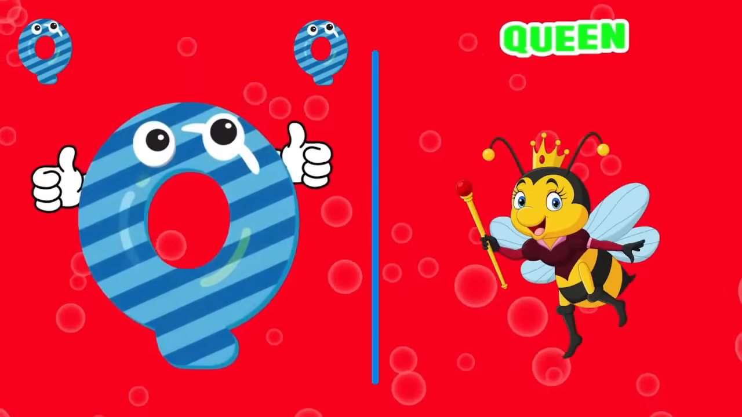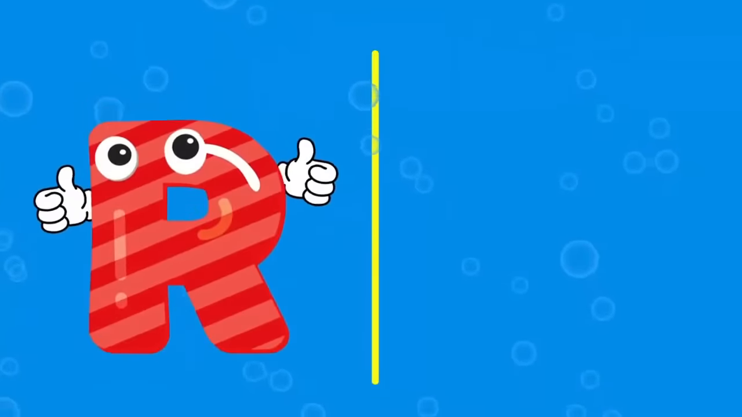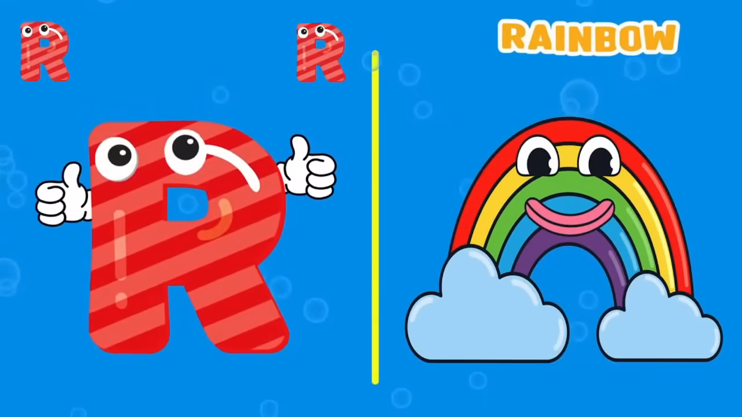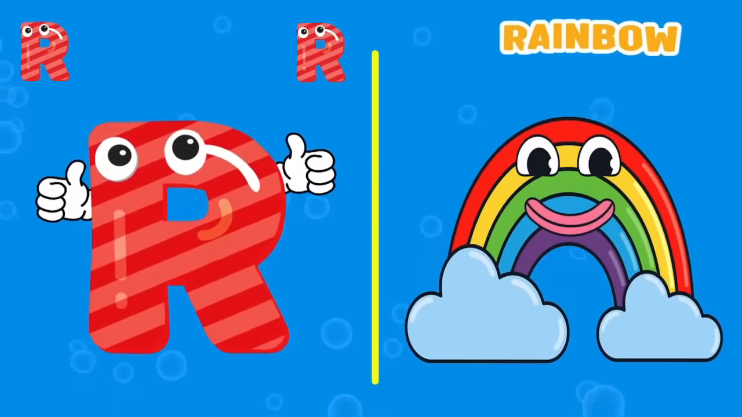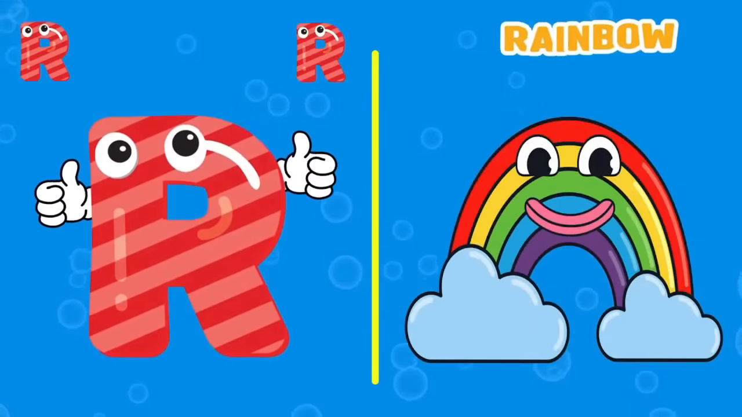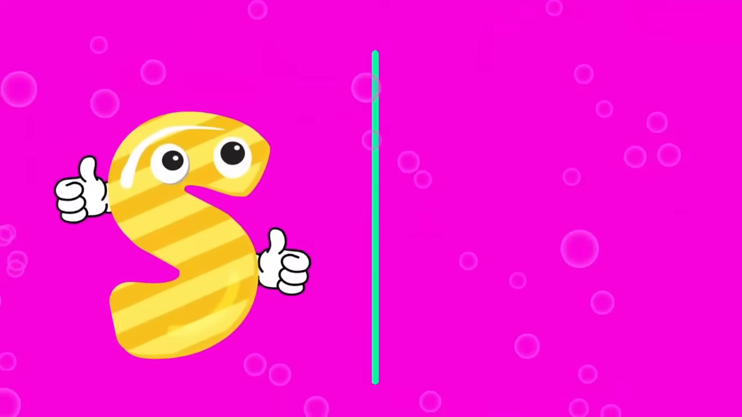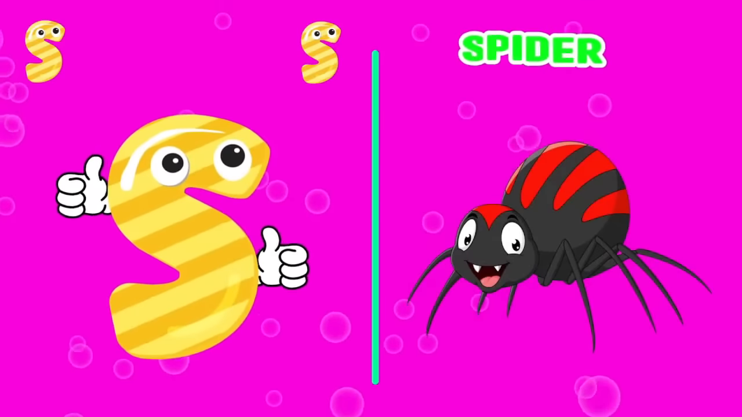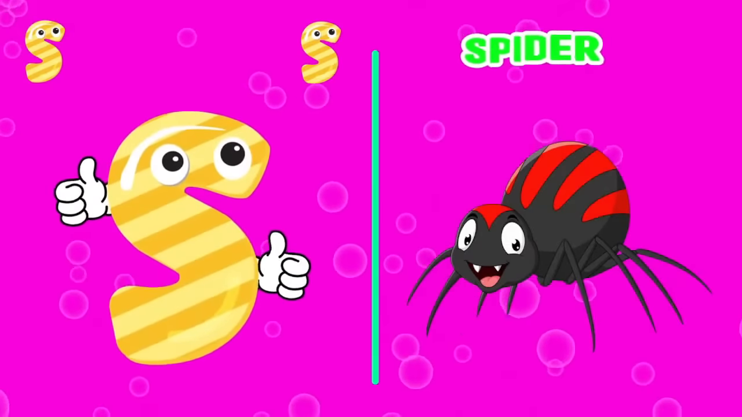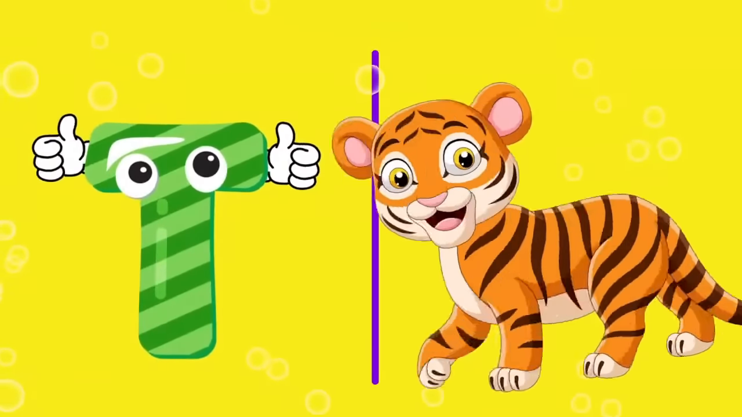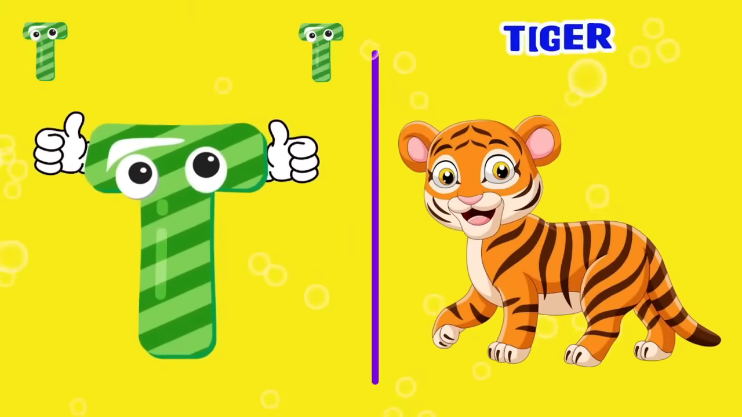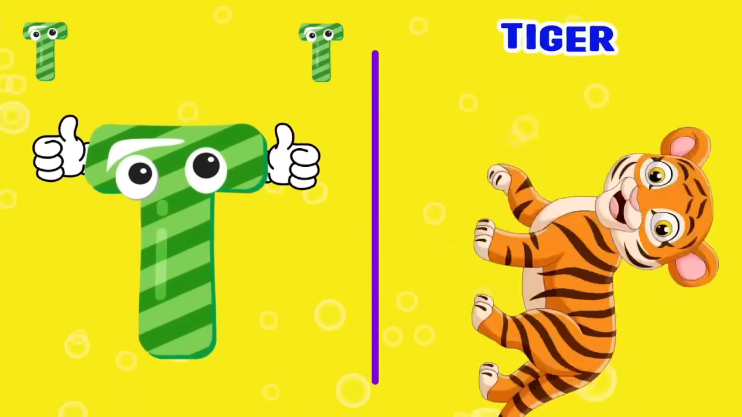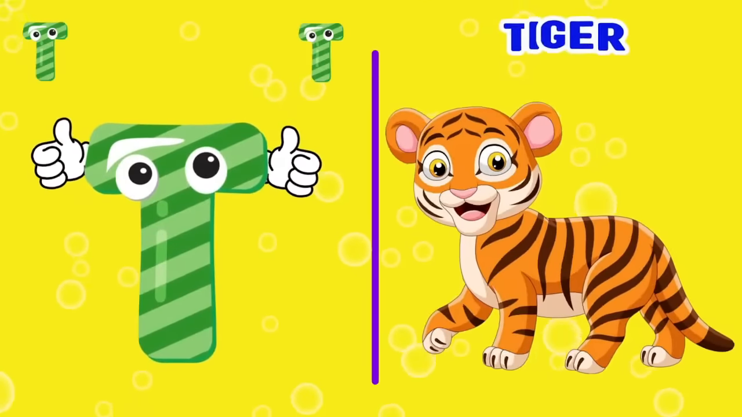Q, qu. R is for rainbow. R, r, rainbow, R, rainbow. S is for spider. S, s, spider, S, spider. T is for tiger. T, t, tiger, T, tiger.